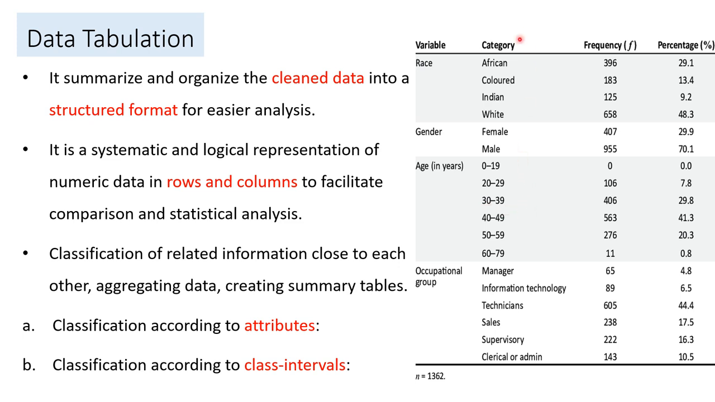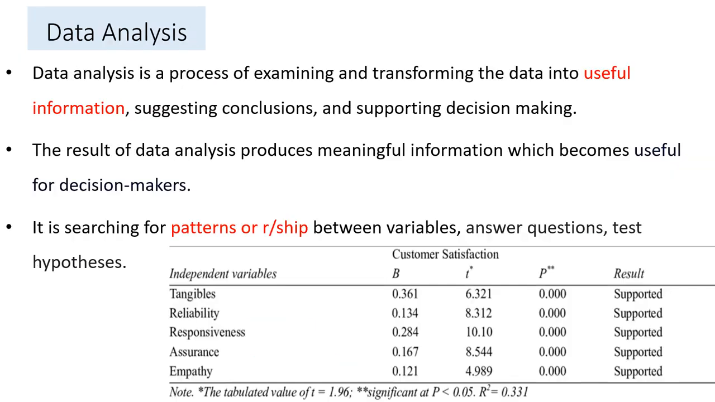So using data tabulation, when we put the data into a table, when we summarize the data into rows and columns, we can ease the comparison, we can facilitate the comparison, and we can ease the statistical analysis also. So this is an example of data tabulation.